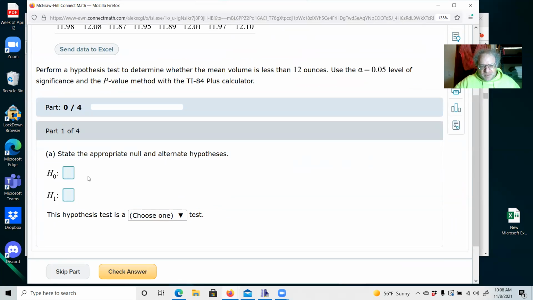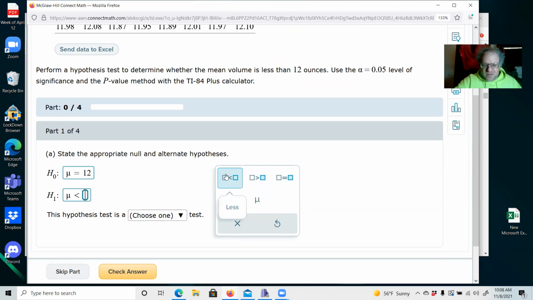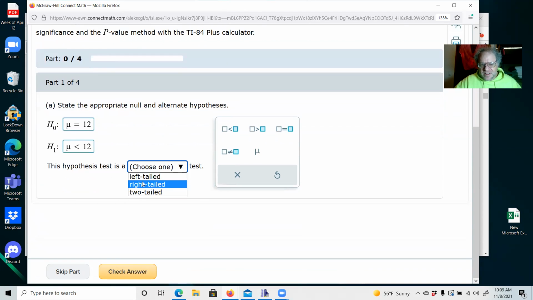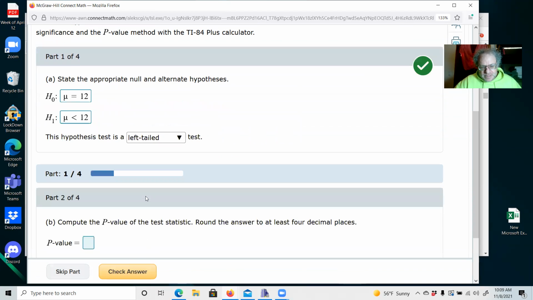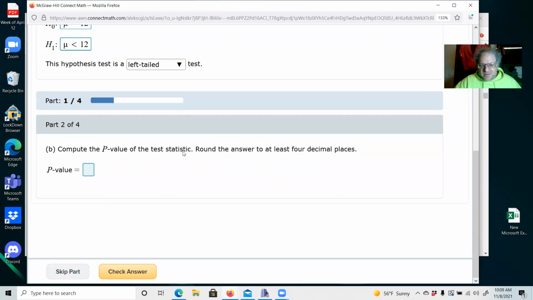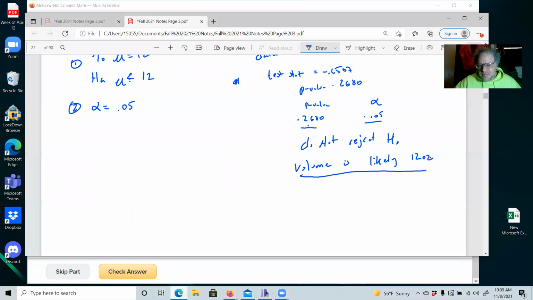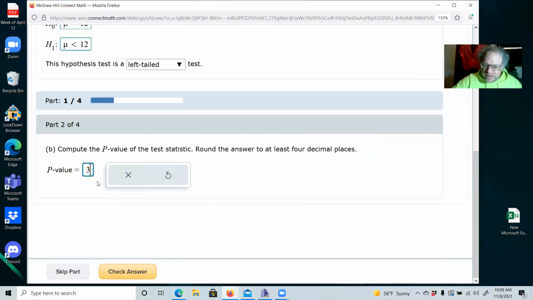Okay, so let's see here. All right, state the null and alternative hypothesis. So we either have mu is equal to 12 or mu is less than 12, because they want to know, test if the mean volume is less than 12 ounces. Okay, this is a left-tailed test because we're looking for the under part of it, before 12. Okay, compute the p-value of this test statistic. We got 0.2680. Okay.